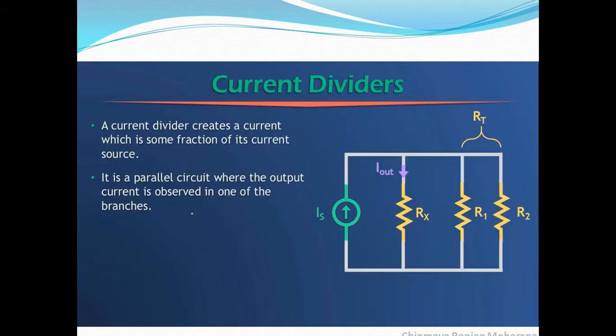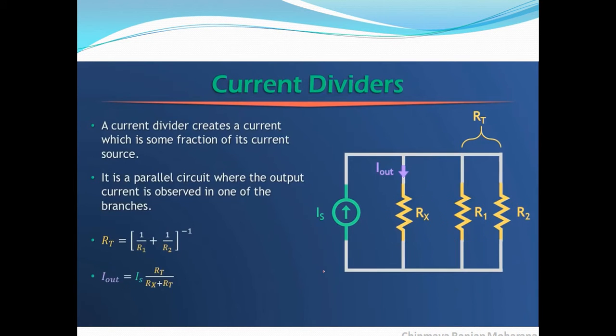The next one is current dividers. Okay, then what is a current divider? As in the voltage divider we calculated the amount of voltage across this resistor or across this resistor, but here we are calculating the amount of current in this resistor or in this resistor or this resistor. Clear?